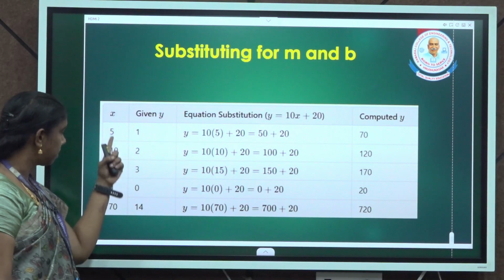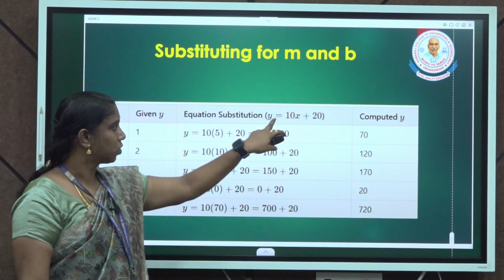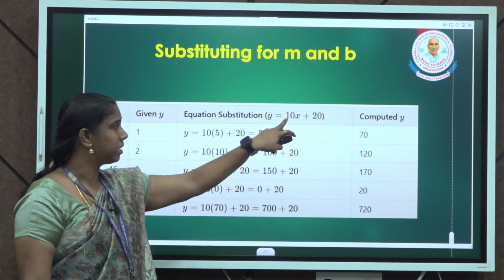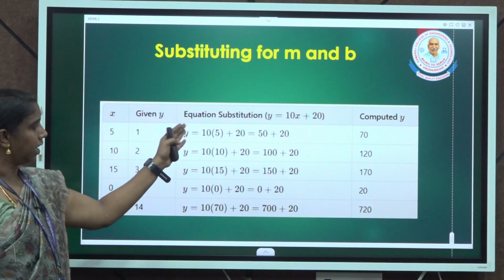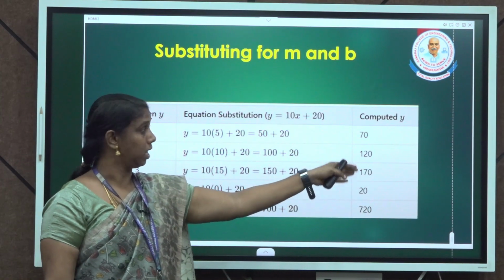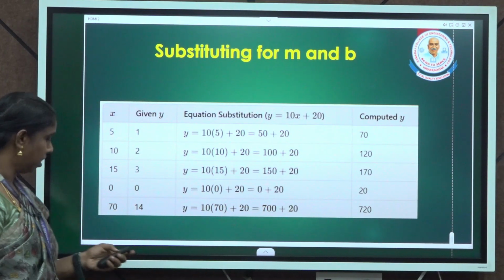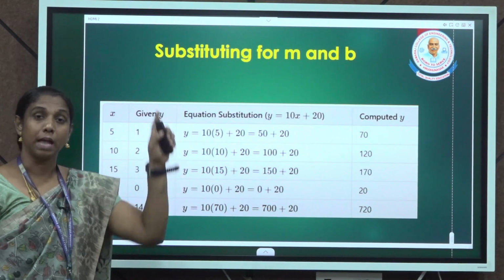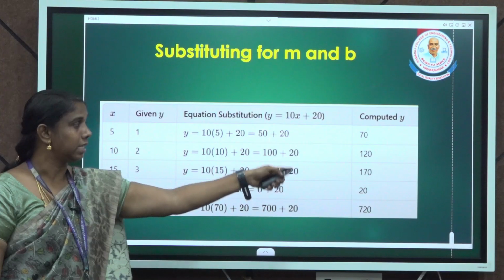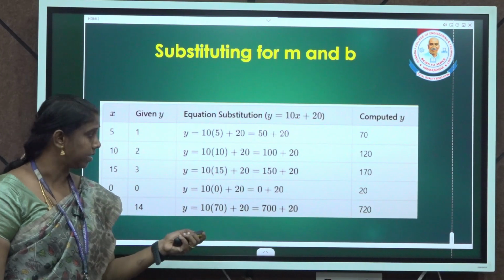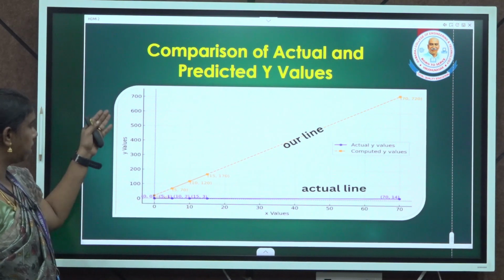So for the first data, this is the given input, this is the y, and this is the substitution value. y is equal to mx plus b, where m is 10 and the intercept is 20. After calculating everything, I can compute the new value of y: the first point 70, second point 120, then 170, 220 and 270. For x equal to 5, I get the y value as 70. Now these are all the x values and these are all the y values.